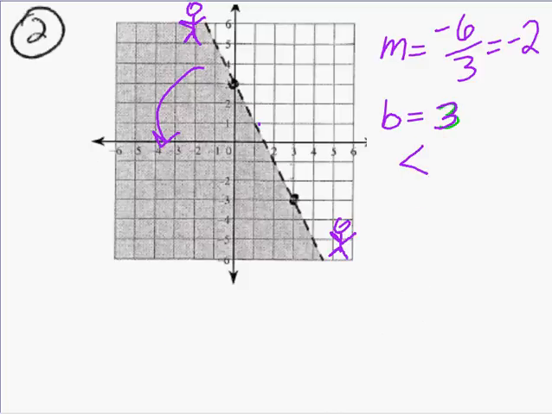So let's go ahead and write our inequality. Y is less than negative 2x, that's my slope, plus 3.